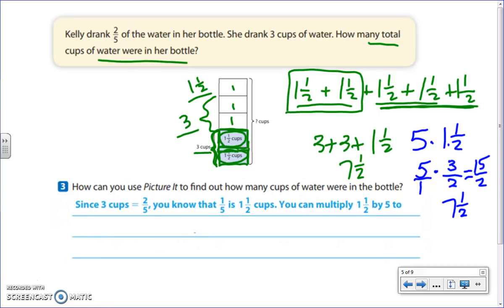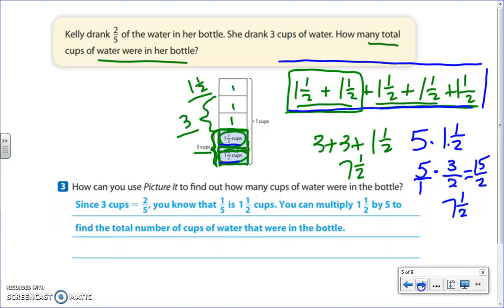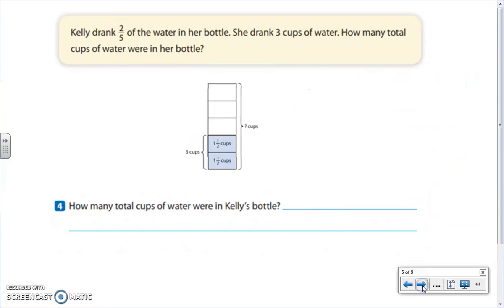It looks like the book says that since 3 cups is 2/5, you know that 1/5 is 1 1/2 cups. That's this information here. Each 1/5 is 1 1/2 cups. You can multiply that by 5 to find the total number of cups of water that were in the bottle. Multiplying by 5 and adding 1 1/2 5 times are the same exact thing. So either way would be fine to do that. Just need to be careful with your explanation.